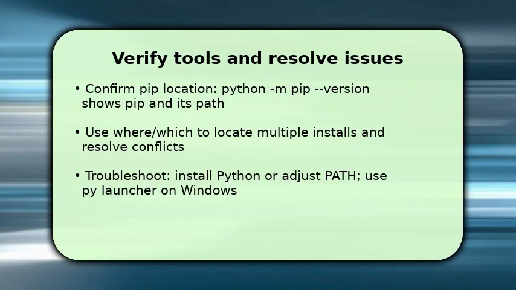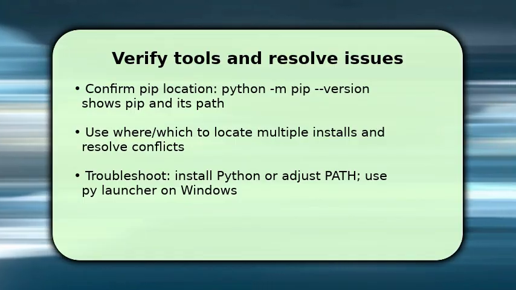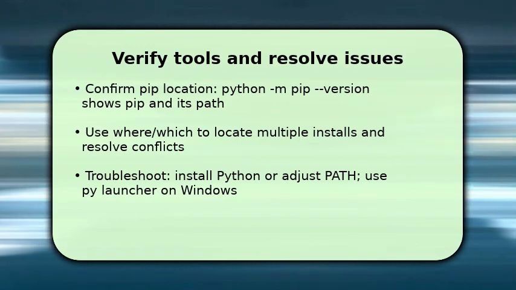Use which python or where python to find multiple installations, then decide which one should be first in PATH and reorder or uninstall extras. If a path isn't found, install Python or update PATH. On Windows, you can also use the py launcher to explicitly select a version. If problems persist, recreate a virtual environment to isolate issues.